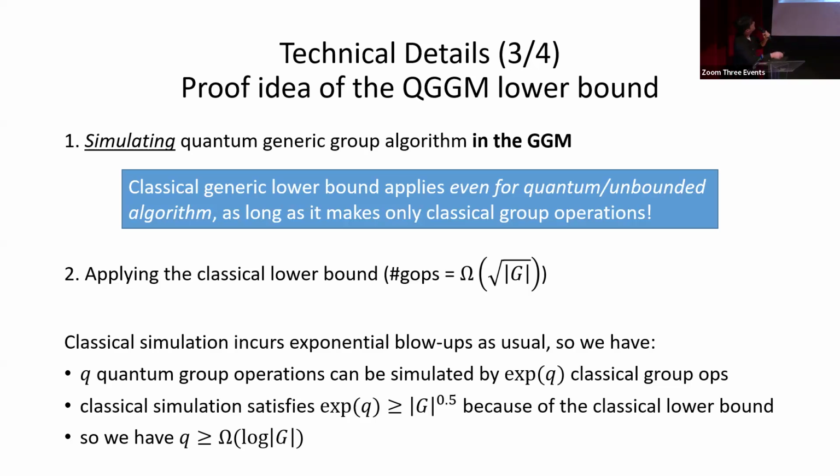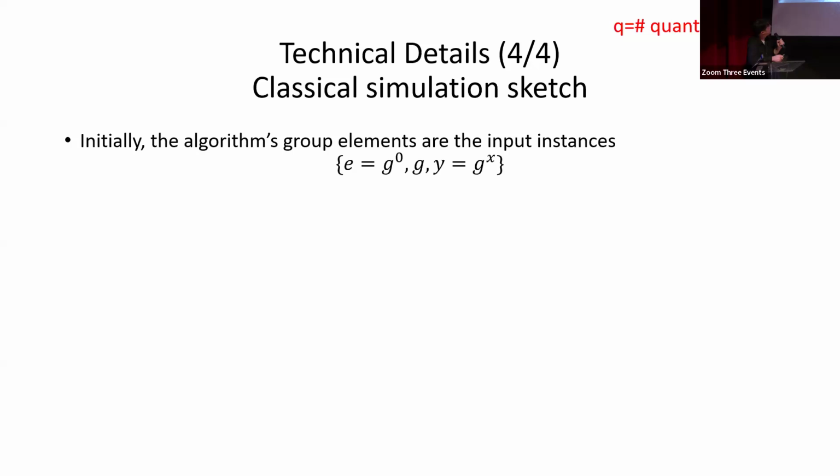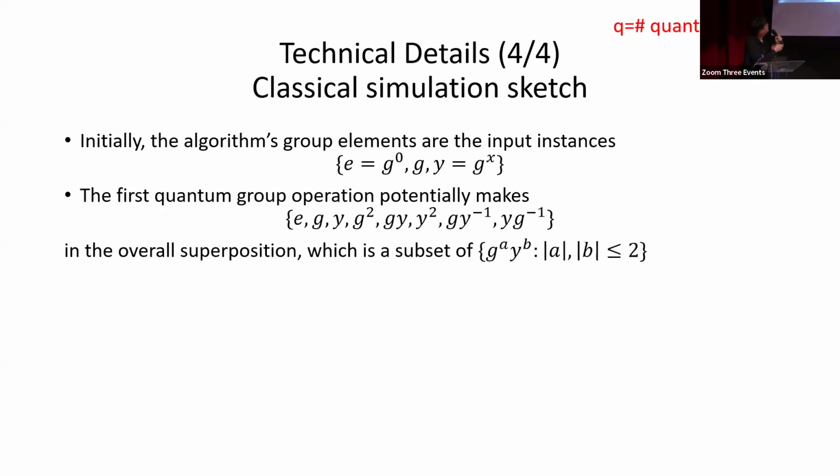So how do we simulate the quantum generic algorithm in a classical generic group model? It's also not that hard. If we do not make any quantum group operation query, then we have only the initial instance, like identity, generator and the problem instance. That's it. So if we do not make any quantum group operation, we need only these three. What if we make one more query? With one query, the group element register only has this kind of thing.